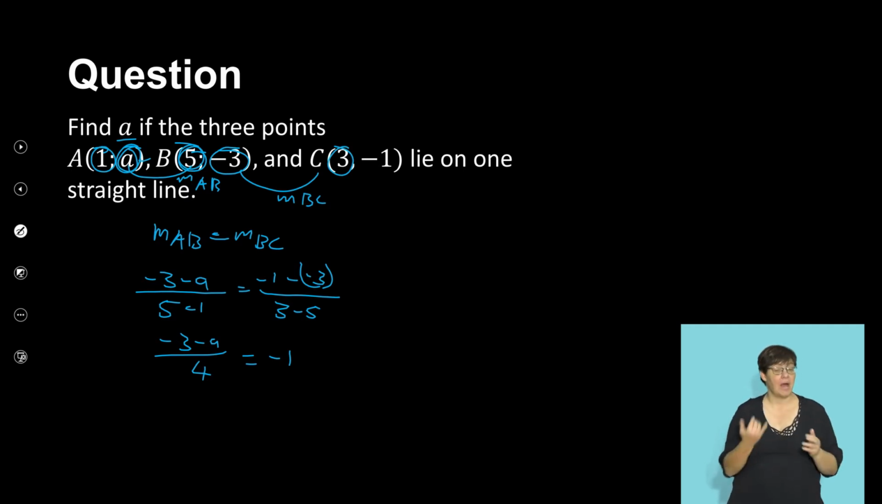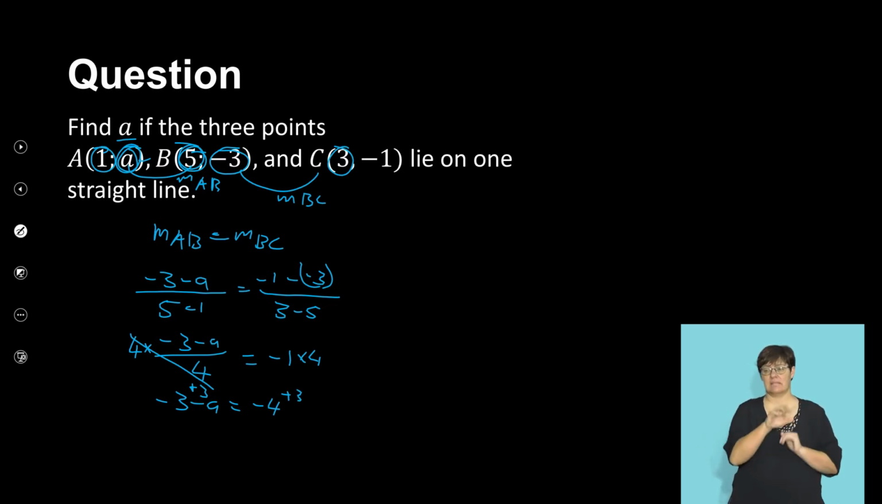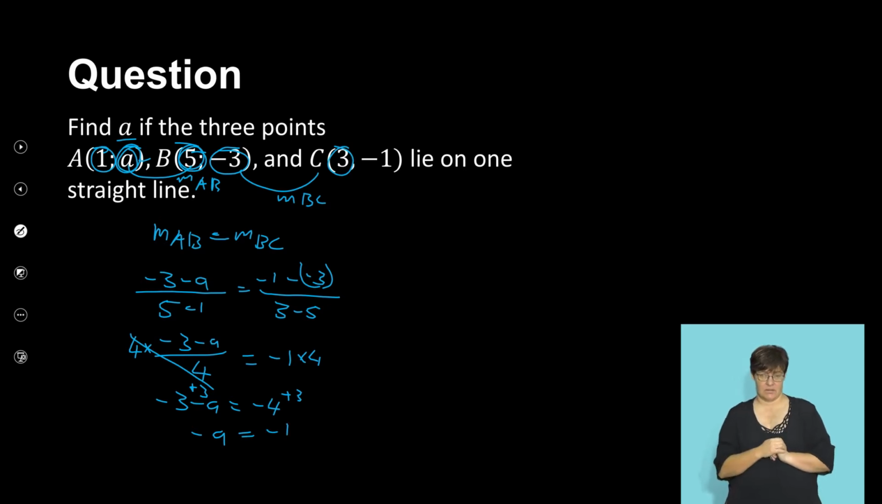And now all I need to do is isolate A. So I'm going to multiply both sides by 4, because then the 4s will cancel out, and I'm left with minus 3 minus A is equal to negative 4. I'm going to add 3 on both sides, or take the minus 3 to the other side, which will give me minus A is equal to minus 1. And then all I need to do is get A alone. Again, they didn't ask me to solve for negative A, they asked me to solve for A. How do I get it alone?